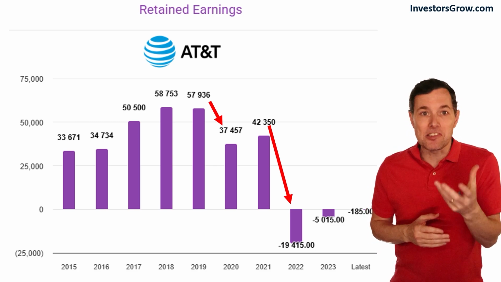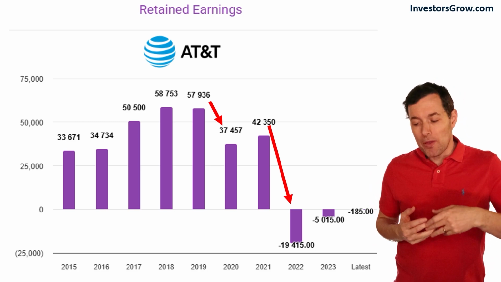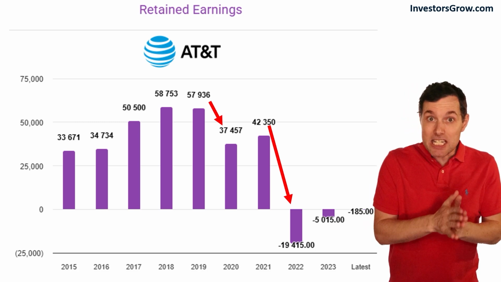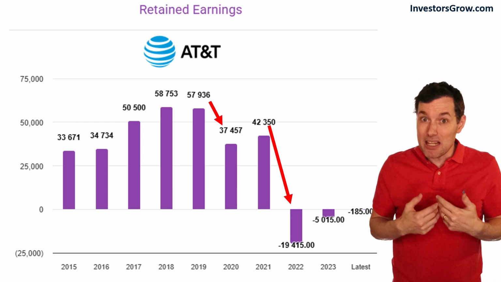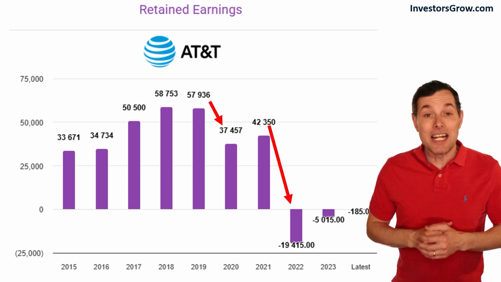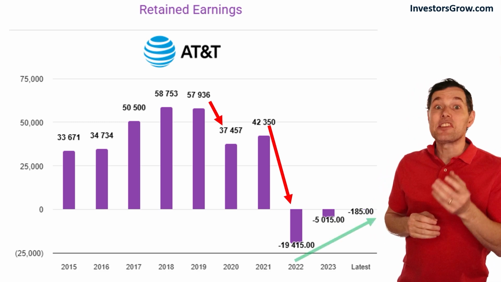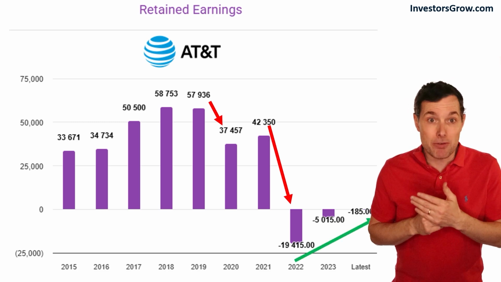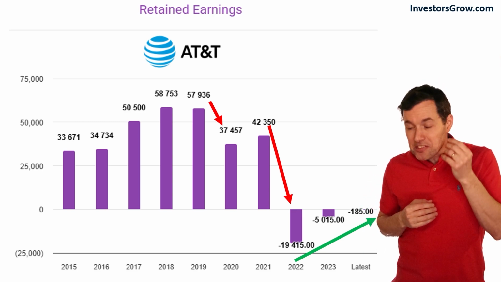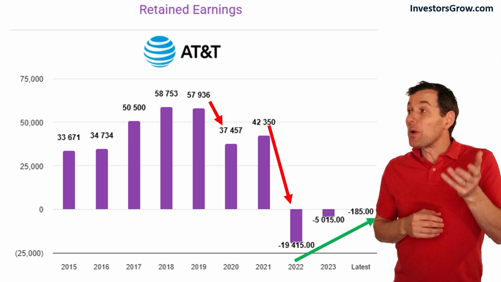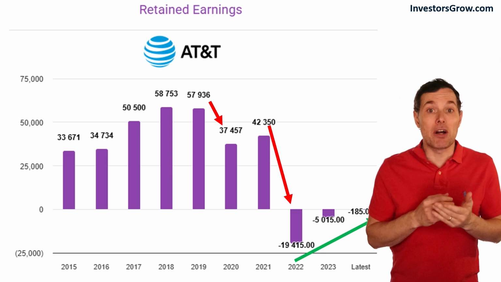Now, if anybody has seen videos I've done on AT&T in recent years, you might also know that AT&T at that same time reduced their dividend. And personally, I think that was a much needed move for them to make. Since then, partially thanks to their reduced dividend, retained earnings is starting to move once again in the right direction. And if we're investors in AT&T stock like I am, I think that this is a good sign. But we do want to continue to watch to make sure that this number keeps going in the right direction.